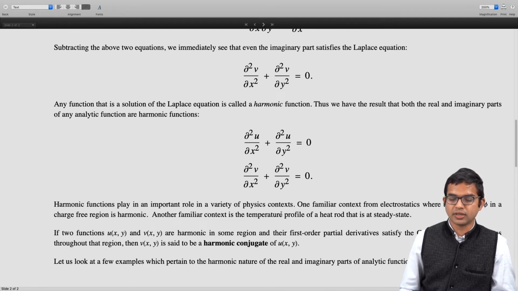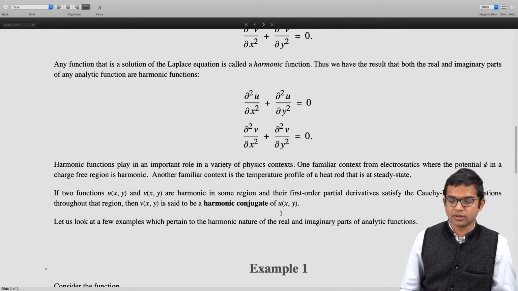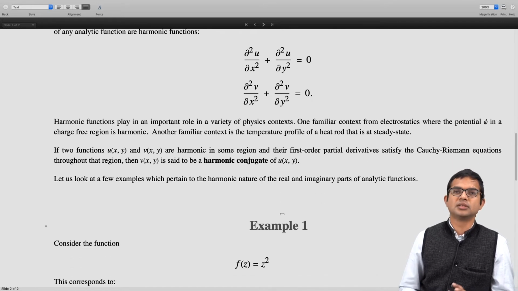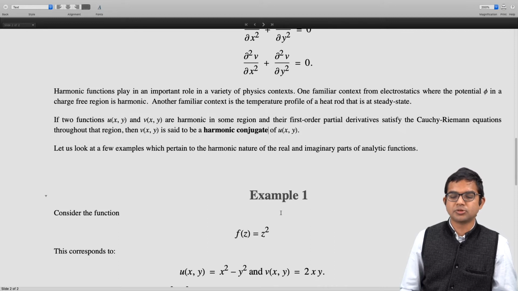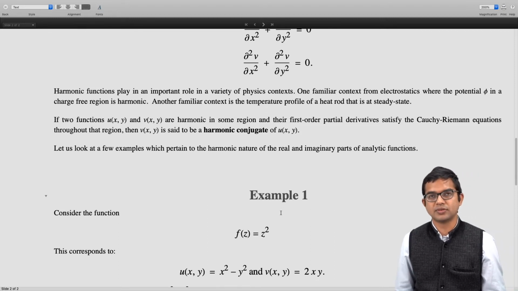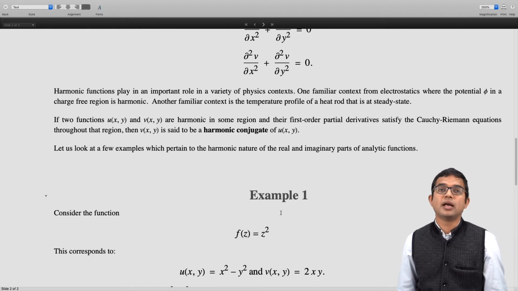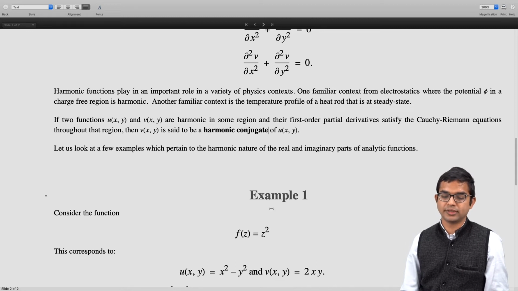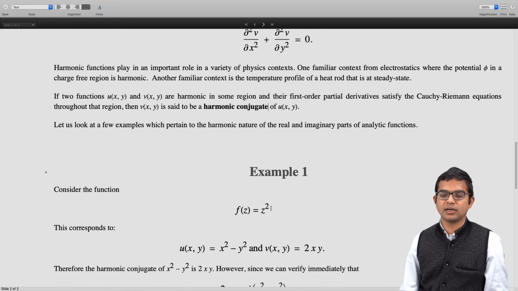So let's look at a few examples which pertain to this harmonic nature. Suppose we consider our favorite function f of z is equal to z squared. This corresponds to u of x, y, which is x squared minus y squared, and v of x, y is equal to 2xy. Then we can immediately say that the harmonic conjugate of x squared minus y squared is 2xy.